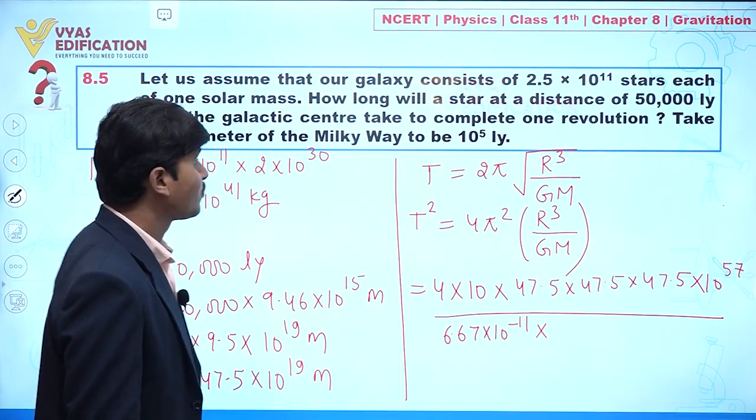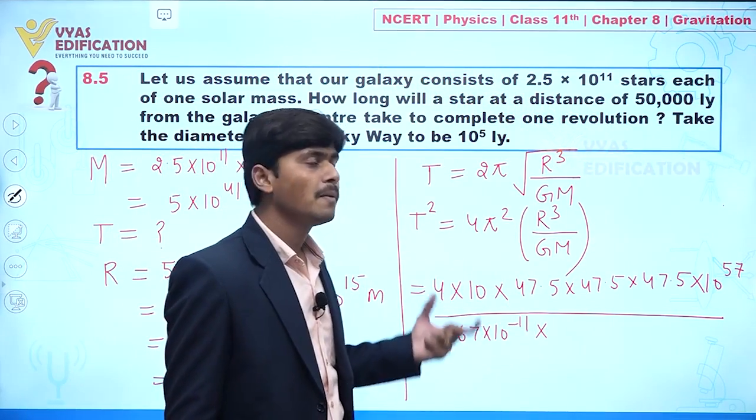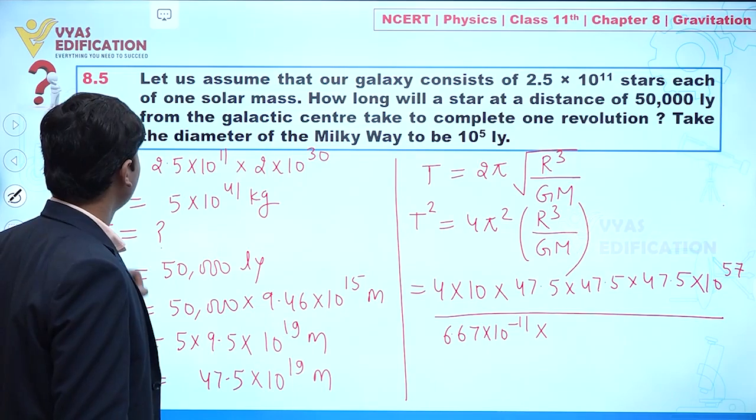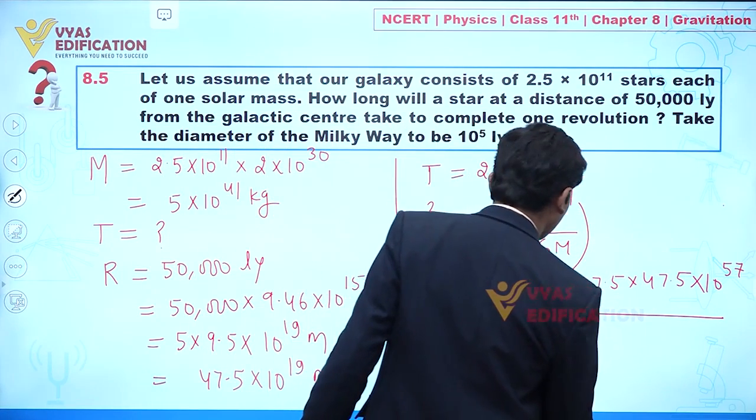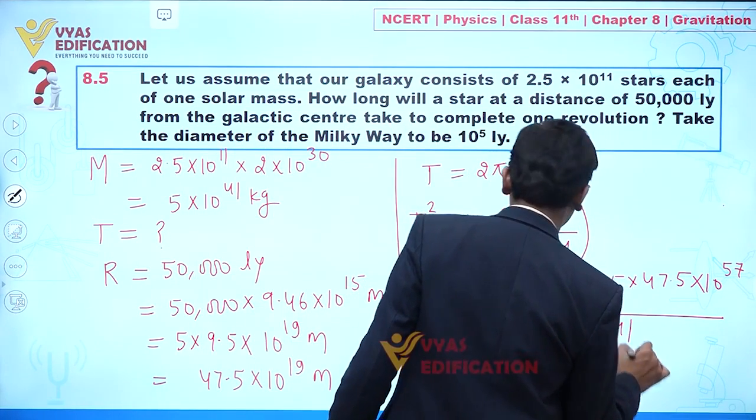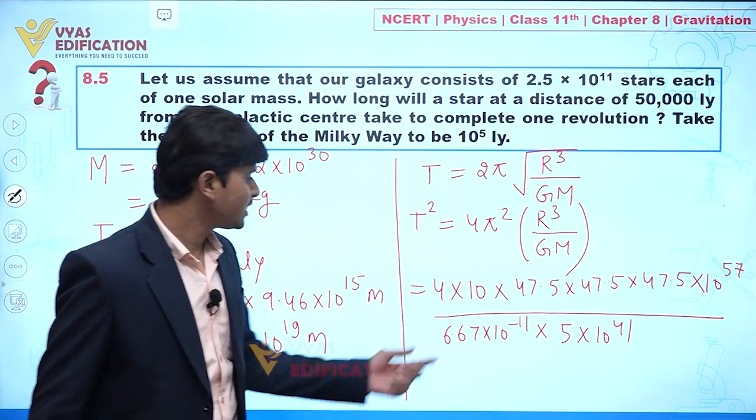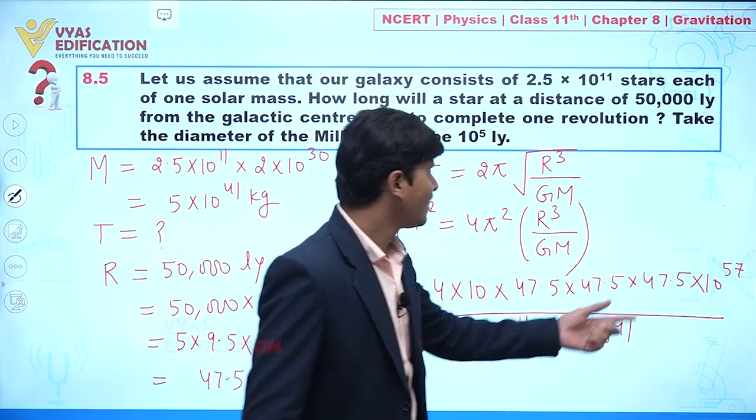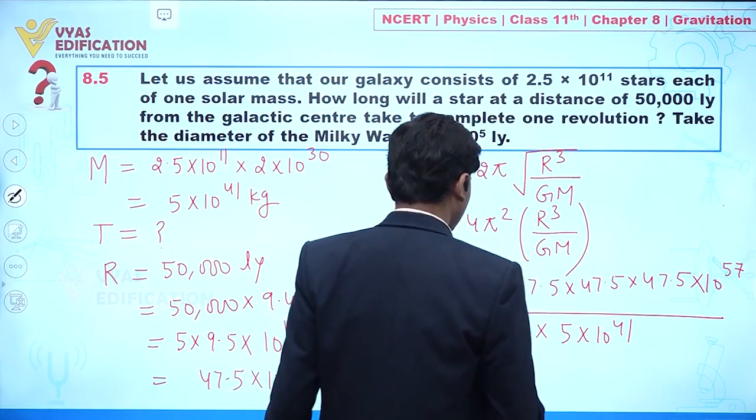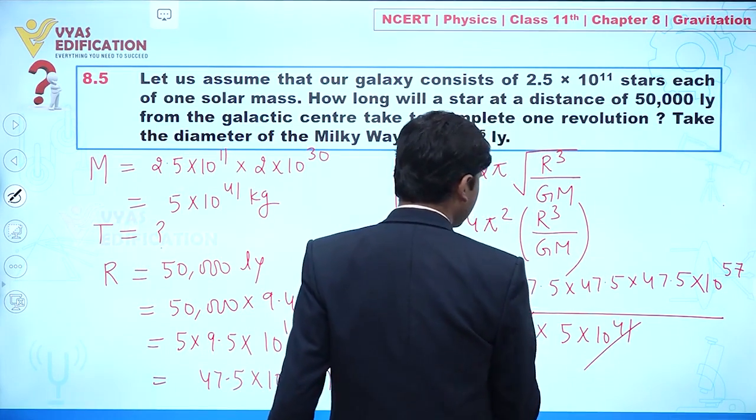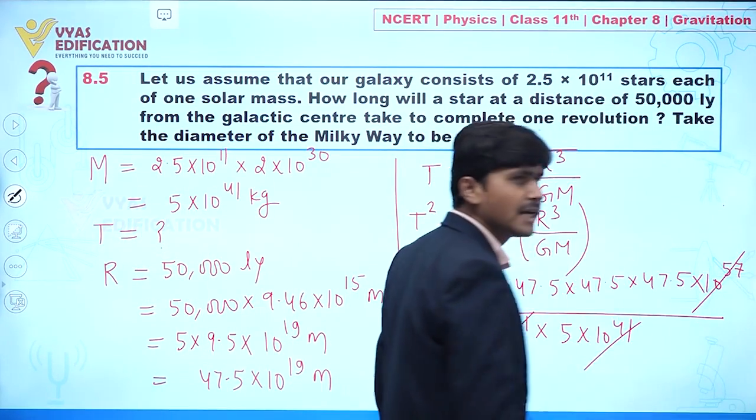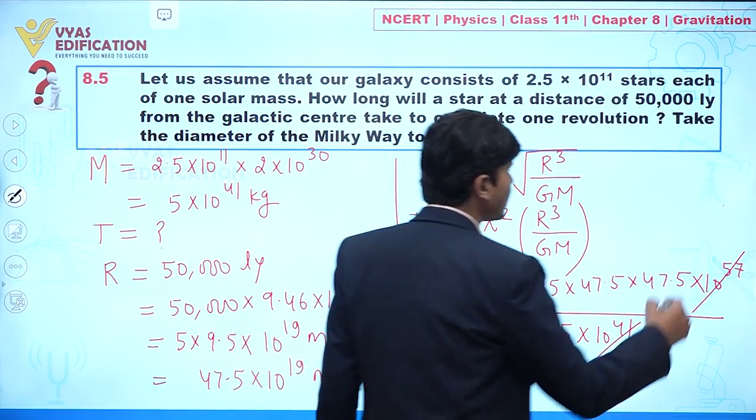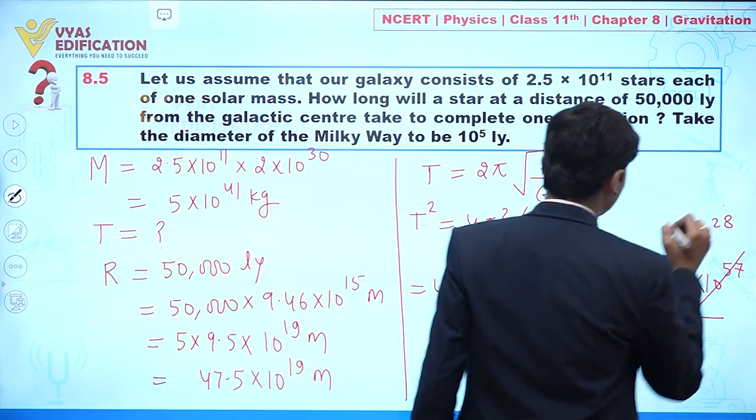And what is the mass? Now we can say the mass is given as 5 into 10 to the power 41. Now from here we can say this is 10 to the power 30. And if we cancel it, 10 to the power 30 cancels out, so 58 minus 30, this is 10 to the power 28.